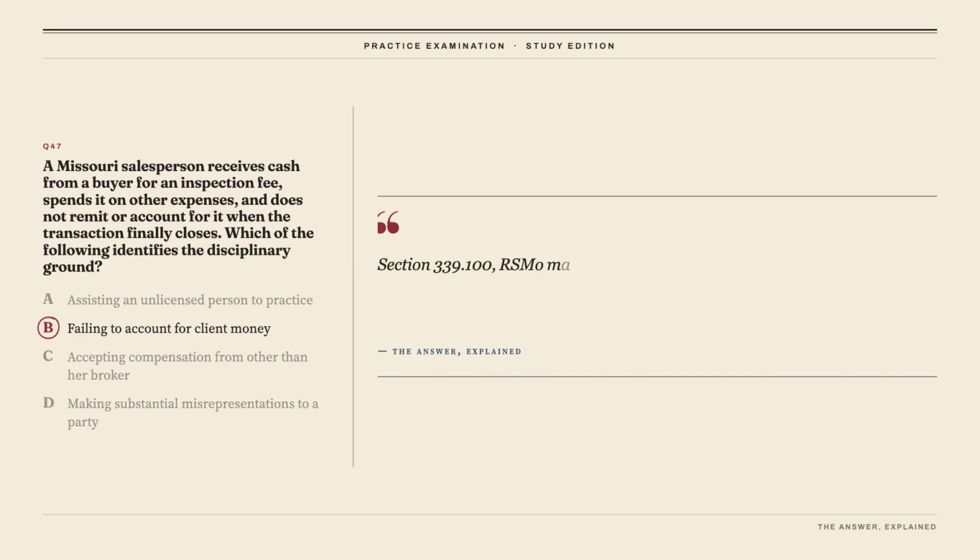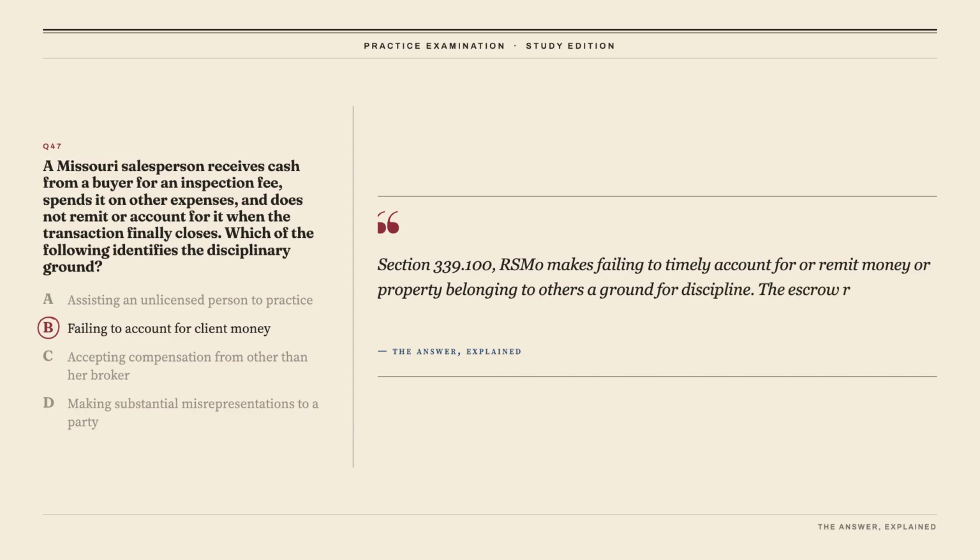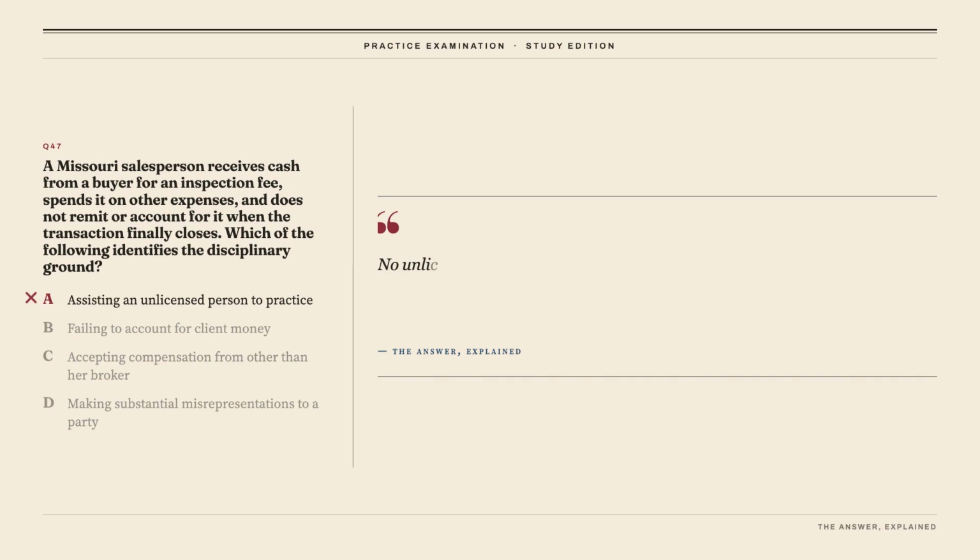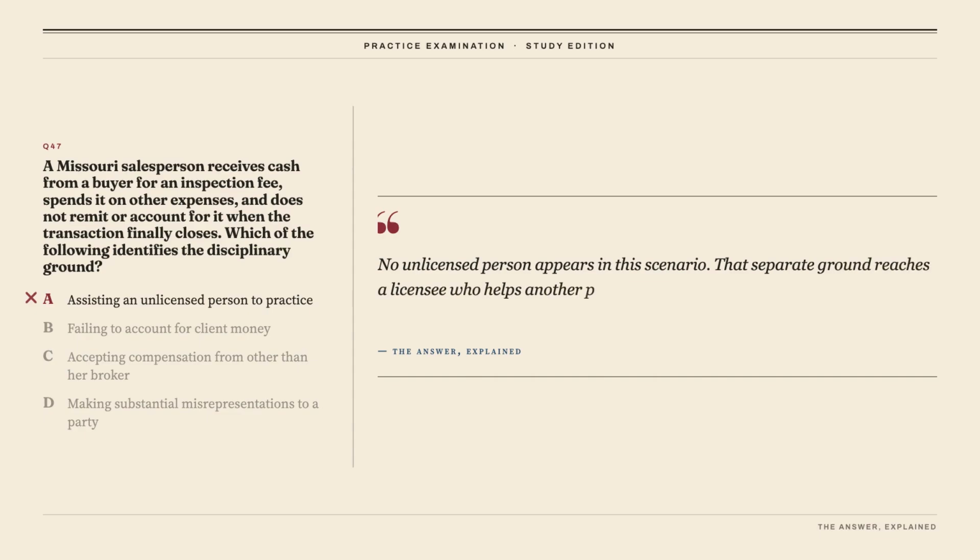B is correct because Section 339.100 RSMo makes failing to timely account for or remit money or property belonging to others a ground for discipline. The escrow rules separately require immediate delivery of funds to the broker. A is wrong because no unlicensed person appears in this scenario. That separate ground reaches a licensee who helps another person practice without the credential the law requires.